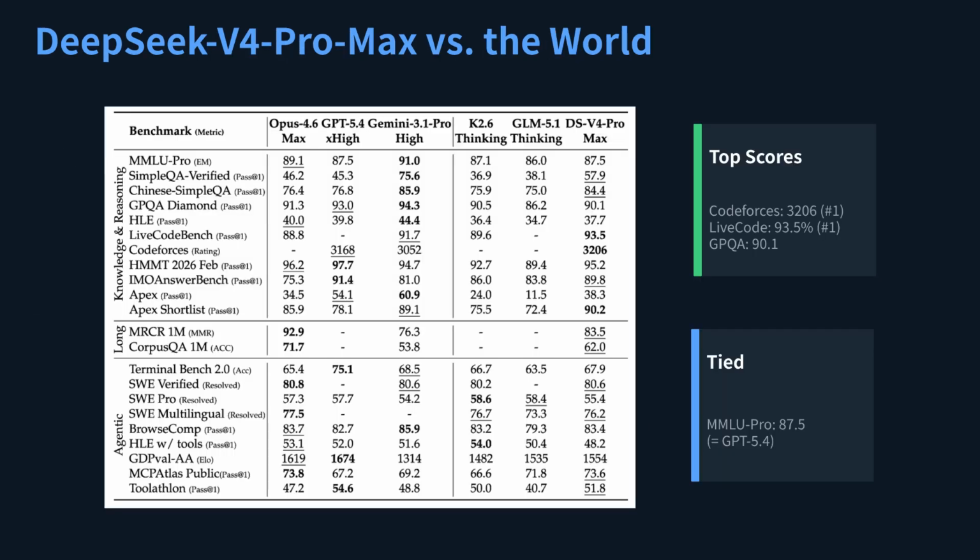Here is the detailed comparison table. On MMLU Pro, which tests broad academic knowledge, DeepSeek-V4 Pro Max scores 87.5, exactly tied with GPT 5.4. On GPQA Diamond, testing PhD-level scientific reasoning, it hits 90.1. On LiveCodeBench, which measures real coding ability on recent problems, it scores 93.5, higher than both GPT 5.4 and Gemini 3.1 Pro. On Codeforces, the international competitive programming platform, it reaches a rating of 3206, the highest of any model in this comparison. And on SWE Verified, which tests real GitHub issue resolution, it achieves 80.6%.